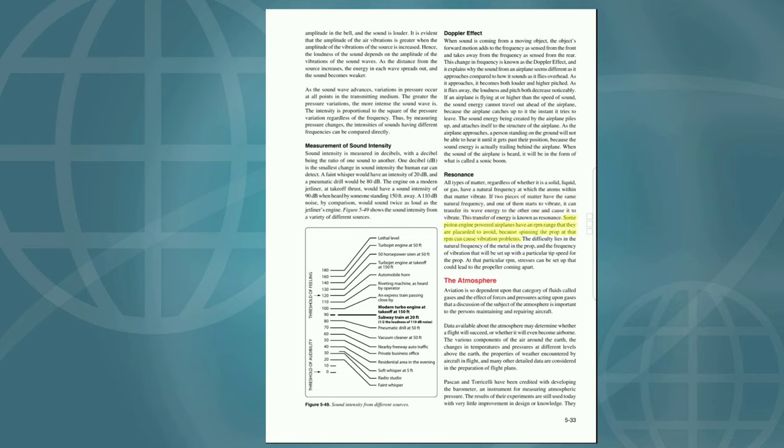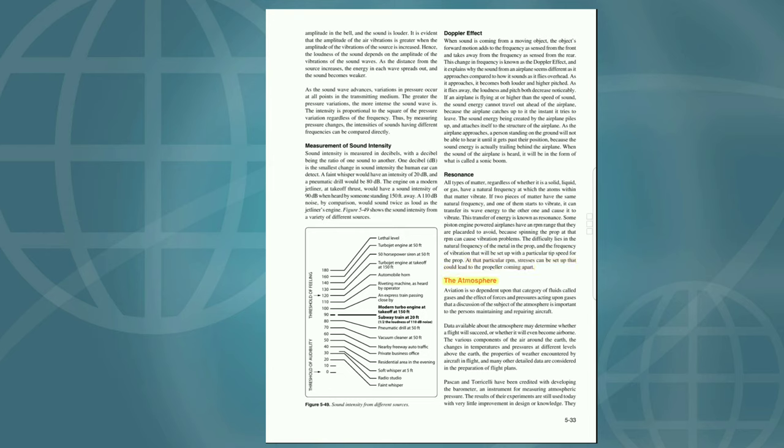Some piston engine-powered airplanes have an RPM range that they are placarded to avoid, because spinning the prop at that RPM can cause vibration problems. The difficulty lies in the natural frequency of the metal in the prop, and the frequency of vibration that will be set up with a particular tip speed for the prop. At that particular RPM, stresses can be set up that could lead to the propeller coming apart.